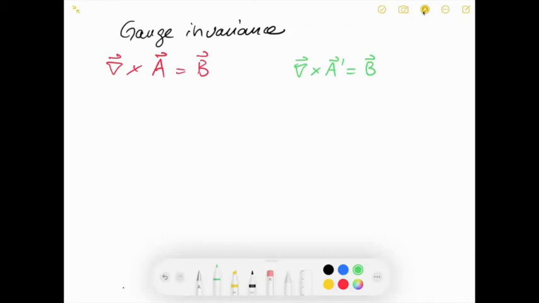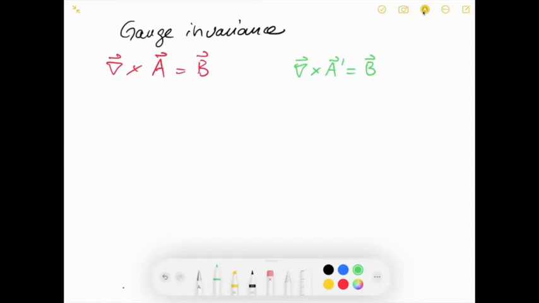And we take another vector potential A, but we're calling it A prime, and you take the curl of that, you get B. Are we allowed to change A to A prime without affecting B? And the answer is yes.